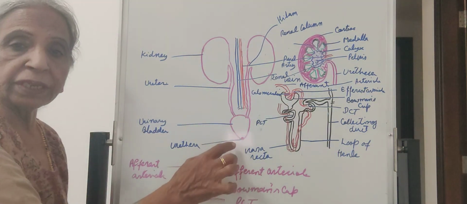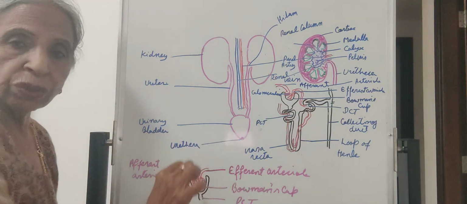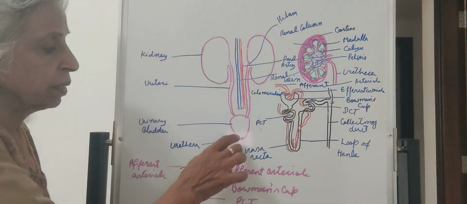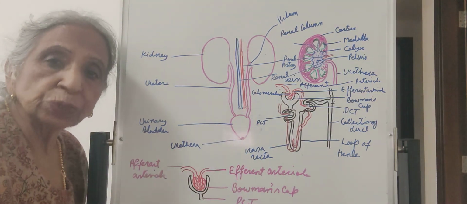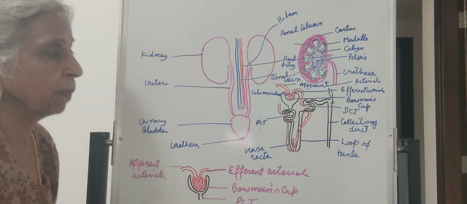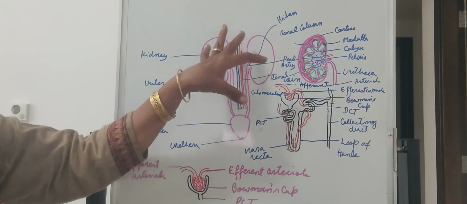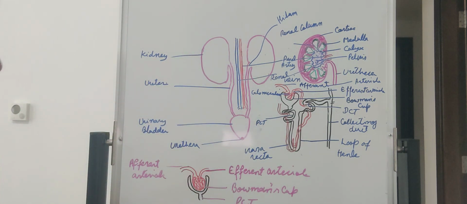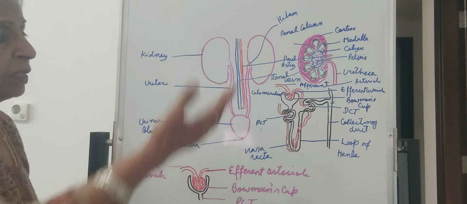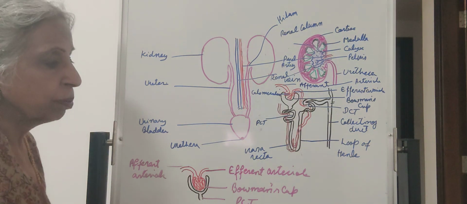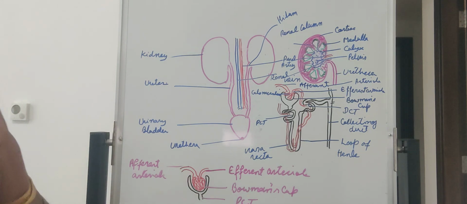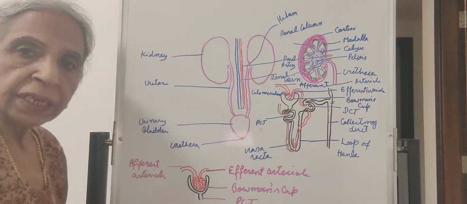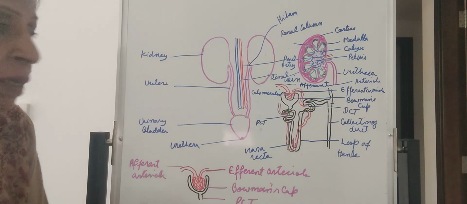This urinary bladder has an aperture at its lower side connected to the outside, through which urine is passed, and this aperture is called the urethra. So this is all about the excretory system. What are the parts? Kidney, ureter, urinary bladder, and urethra. And each kidney is supplied with pure blood by the renal artery, and impure blood is collected by the renal vein.